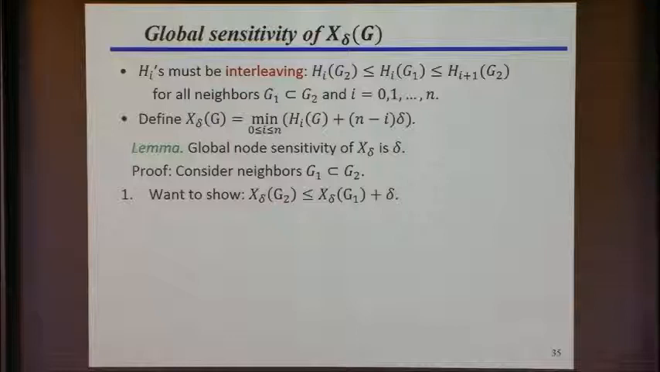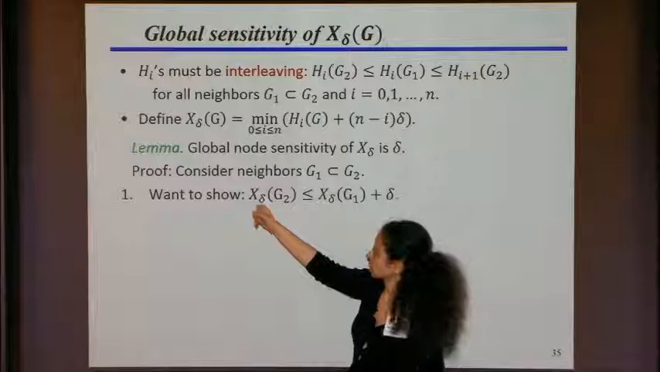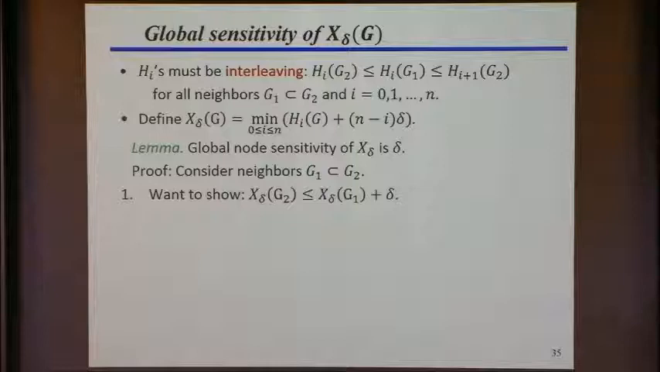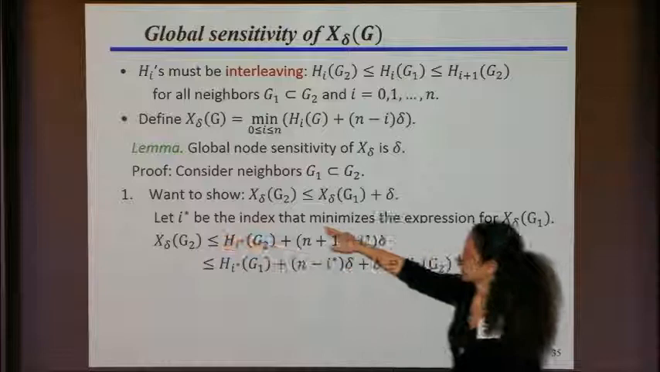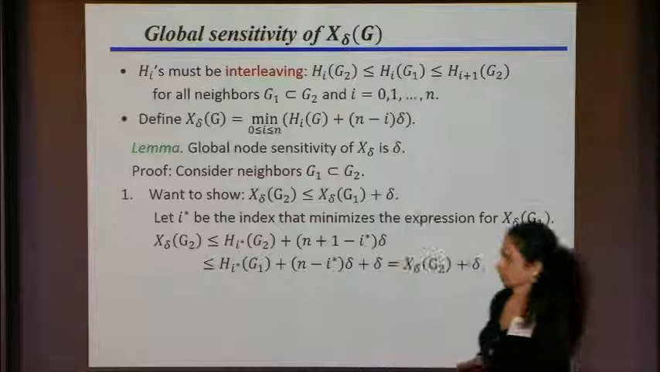So consider neighbors such that G1 is a subgraph of G2. What we want to show is two directions. The first direction is that on the bigger graph, the value of this function is less than or equal to the value on the small graph plus delta. To do this, you can just use the interleaving property. So this is the whole proof for this direction. Let i star be the index that minimizes the expression for X delta on the smaller graph. Then let's see how we can upper bound X sub delta of G2 on the larger graph.